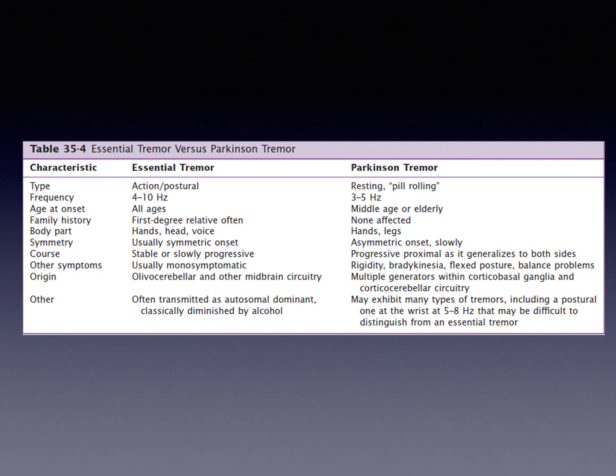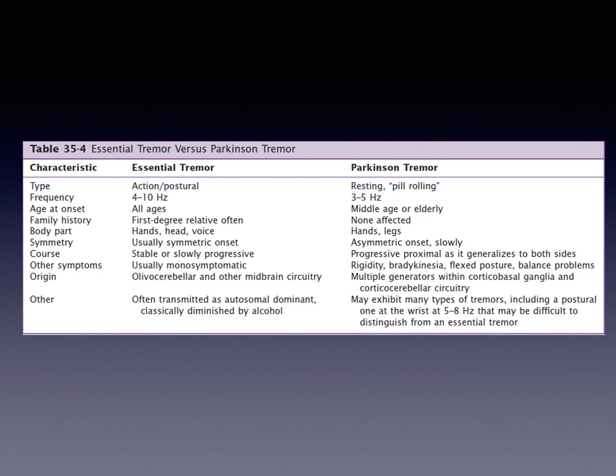In this table, we can see the features that distinguish essential tremor from Parkinson disease tremor. The type in essential tremor is action or postural, so with activity, whereas in Parkinson disease, it is resting and pill rolling. It is faster in essential tremor, 4 to 10 hertz, whereas in Parkinson disease, anywhere from 3 to 6 hertz, mostly in the range of 4 to 6 hertz. Age of onset can be any in essential tremor. However, Parkinson tremor is typically in the middle aged or elderly. Typically, there's a family history in essential tremor, in a first degree relative, but not in Parkinsonian tremor.